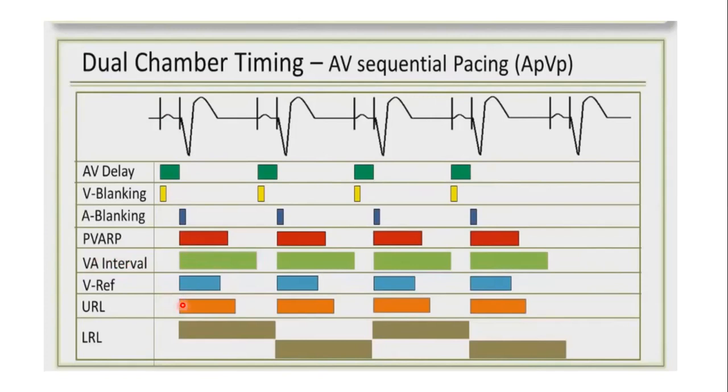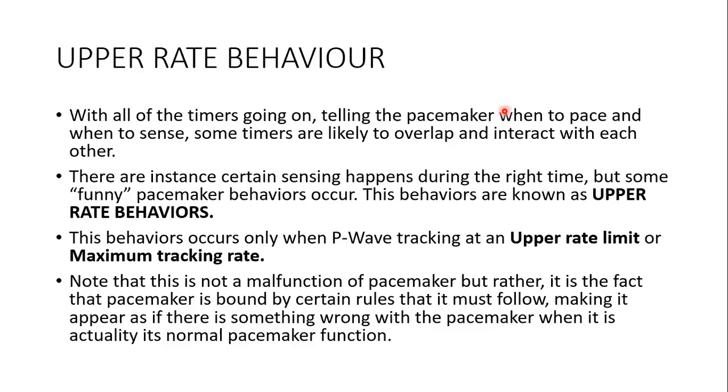The upper rate limit will start running, and the lower rate limit will also start running. So this is typical of dual chamber pacemaker settings. All these settings have to be in place. There's another setting, or rather, something that is called the upper rate behaviors.